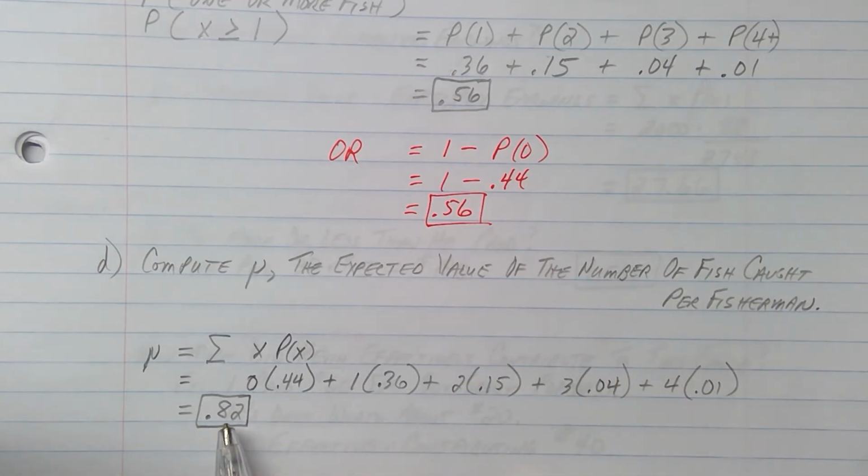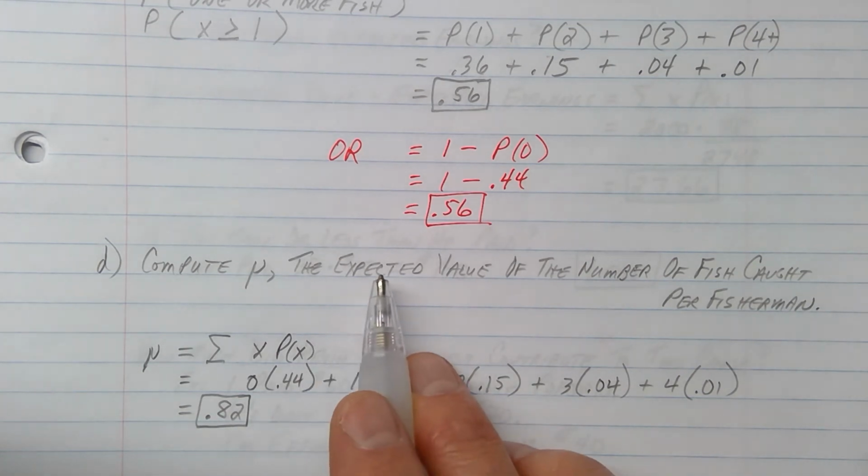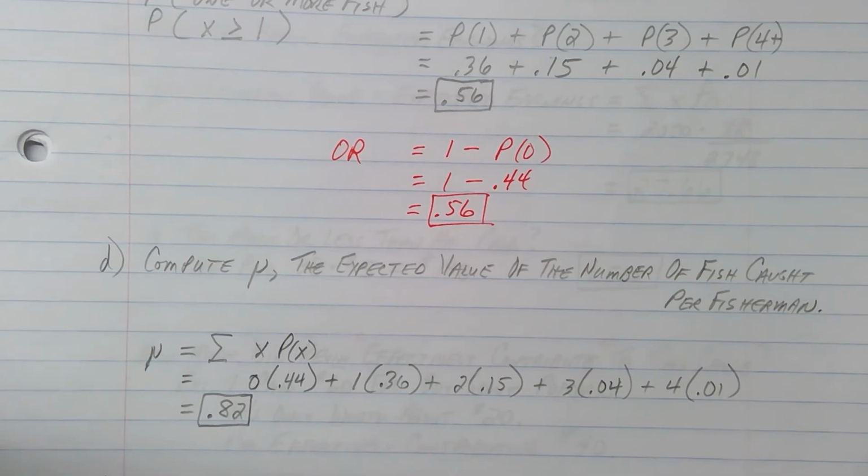Now that's not even a whole fish, so it's kind of hard to put in context. It's easier if you think 82 out of 100, because 0.82 is 82 100ths. Out of 100 times that a fisherman goes to this pond, 82 of those times we expect him to catch a fish. So not every time, all right? We expect him to catch less than a fish every time, or you could think of it as 82 out of 100 times he'll catch a fish, but he won't catch a fish every time.